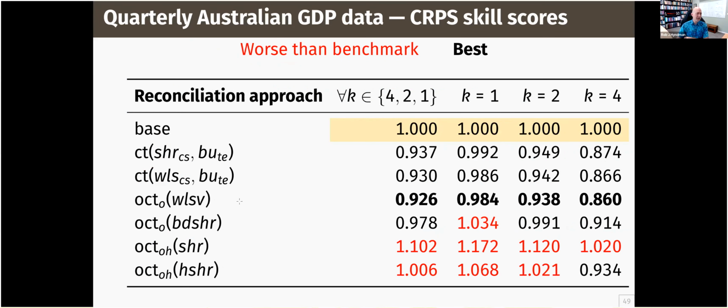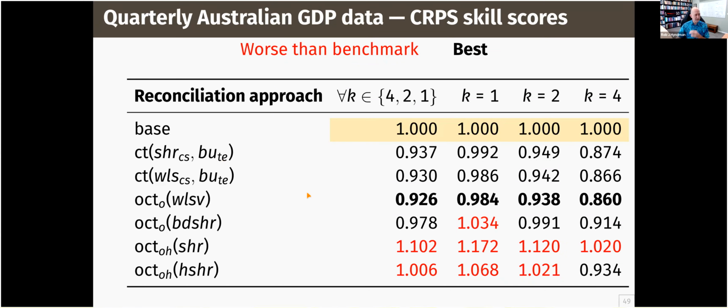So here are the results, and I'm showing CRPS skill scores. CRPS, remember, is continuous ranked probability score. It's a measure of accuracy of a probabilistic forecast of the whole distribution. It's a skill score because I'm comparing it with the original forecast, the base forecasts. So if it's lower than 1, I'm doing better than my base forecasts, and if it's bigger than 1, I'm doing worse. The base forecasts, of course, are not coherent, so I don't really want those, but I'm trying to find some coherent forecasts that are better than that.